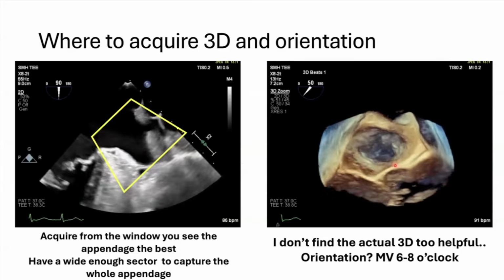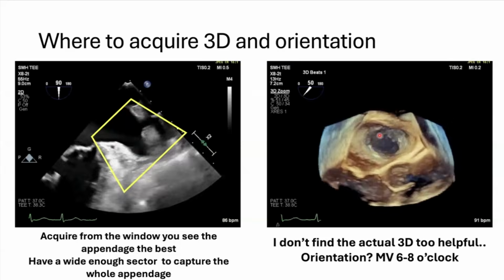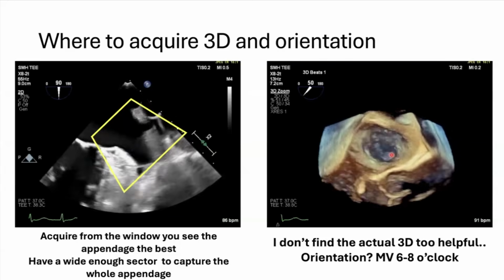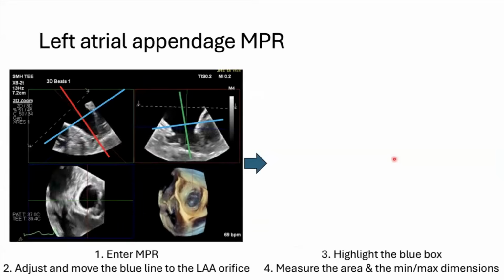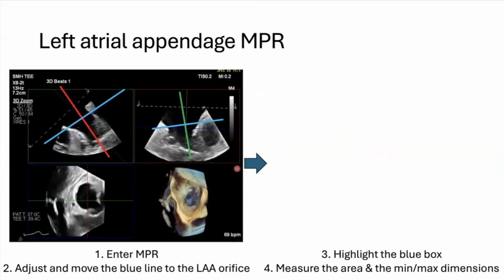The 3D in and of itself produces an image like this, which just shows the sock and the orifice of the appendage. And I don't find this very helpful at all. But the NPR is what's actually helpful, like with the ASD. When you enter NPR, it's going to produce lines and an image like this.